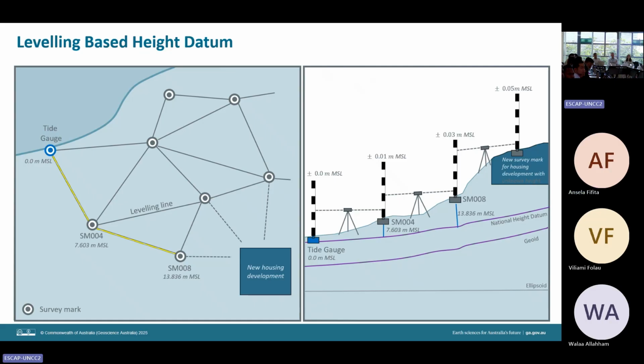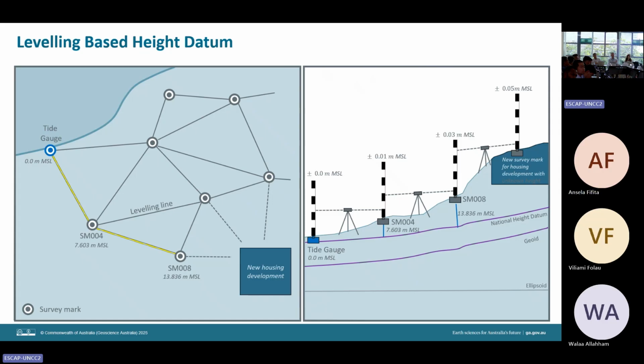The single computation propagates the mean sea level from the tide gauge through the entire network and gives us final orthometric heights for every mark. But it does rely on some physical infrastructure. So to keep a datum like this alive, we need to establish very stable monuments, deeply anchored brass discs or stainless steel rods, spaced around every 1 or 2 kilometers along primary routes.